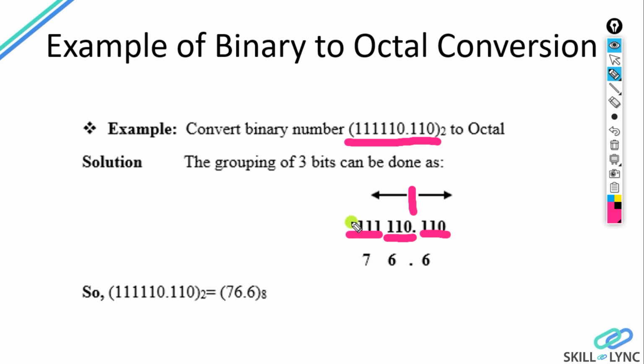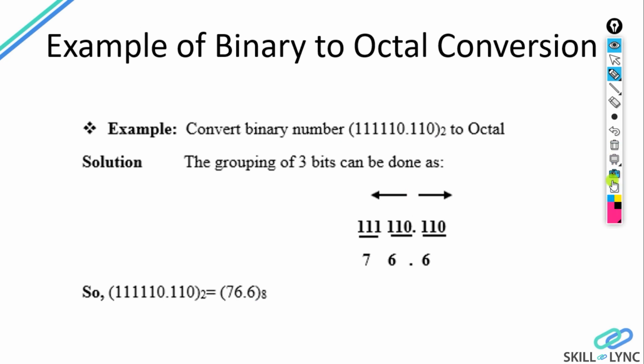Now the rule says write each group in decimal. 111 is 7; you can easily take the 8421 rule. It is 111, so it is 7. The next group is 6, and the fractional part is 6. So the answer will be 76.6 with base 8. Never forget to mention the base with the answer.